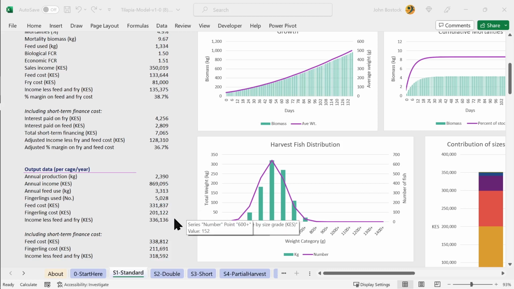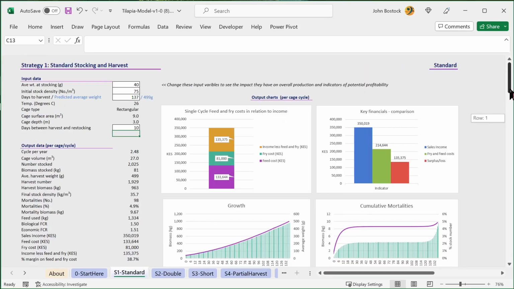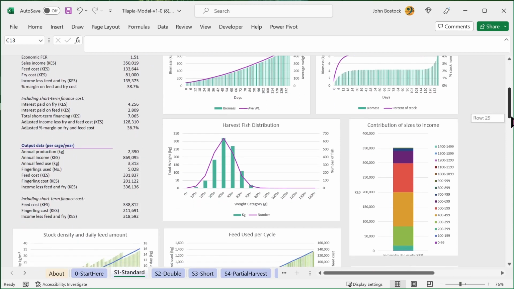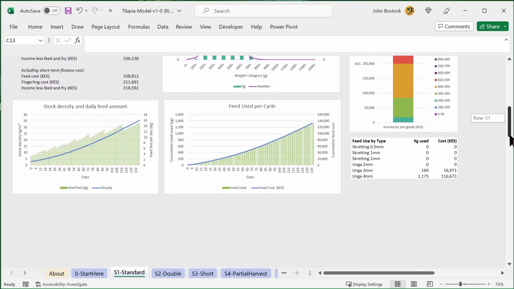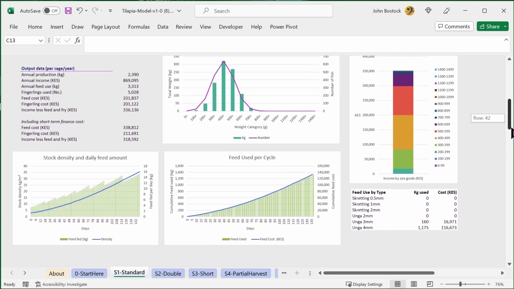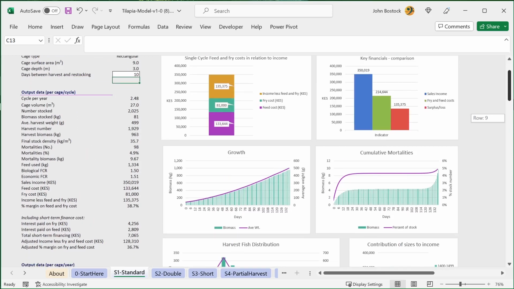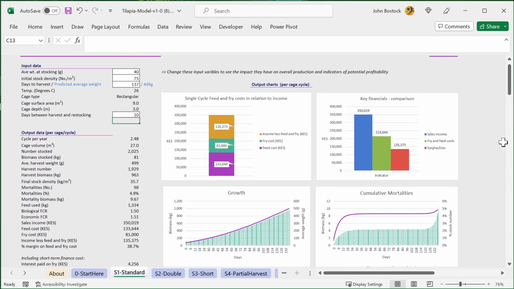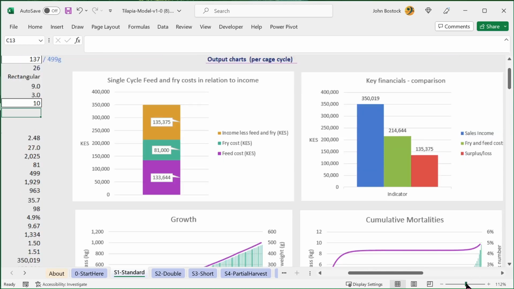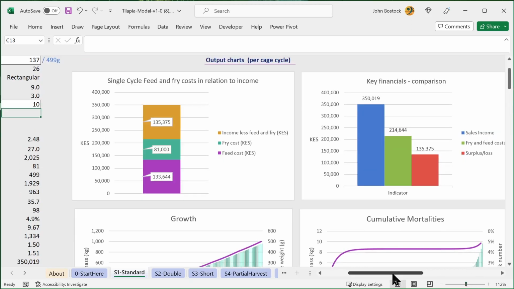You will see there is also some financial analysis here. This is quite basic, just considering income from sales and the 2 major cost inputs, feed and fry, including the cost of financing them, e.g. through interest payments on an overdraft. The accompanying charts summarise key information such as the expected growth of the fish and corresponding feed used, the expected distribution of harvest fish by weight category, and a breakdown of major operating cost categories and income.